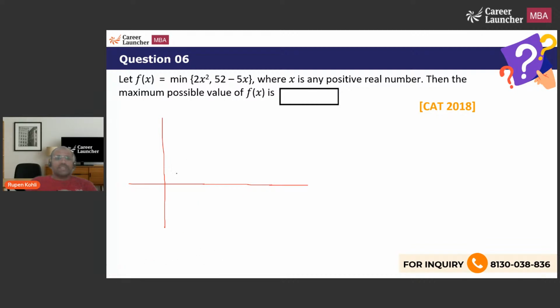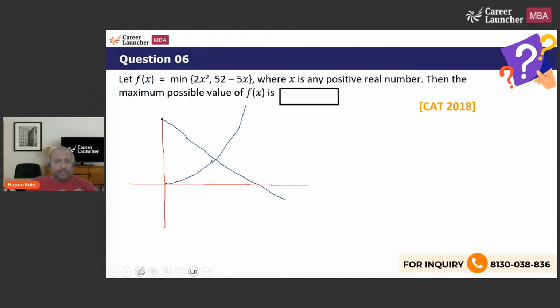Well, so 2x square. It's a simple parabola, and we'll only draw for x more than 0, right? It's a simple parabola passing through the origin, 2x square. And the other one is the line 52 minus 5x. So starting from x equal to 0, it is 52, and then going downwards with a slope of minus 5. There's bound to be a point of intersection somewhere, right?